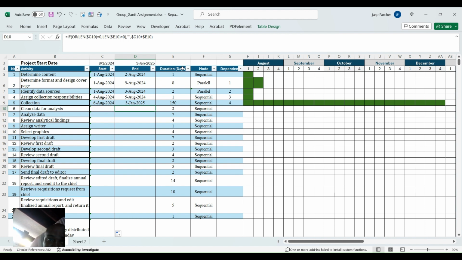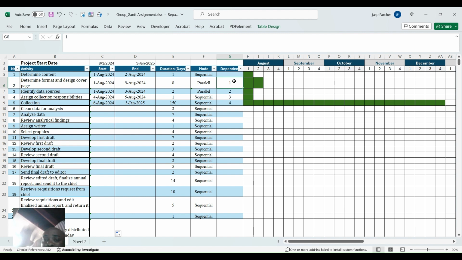in days. So if it is a month, you must know how many days to put in that represents the particular month. Then we have the mode, which indicates whether or not the activity is sequential or parallel in nature. Then we have the dependency. This is to indicate what previous activity this particular activity will be hinged to and in what format.